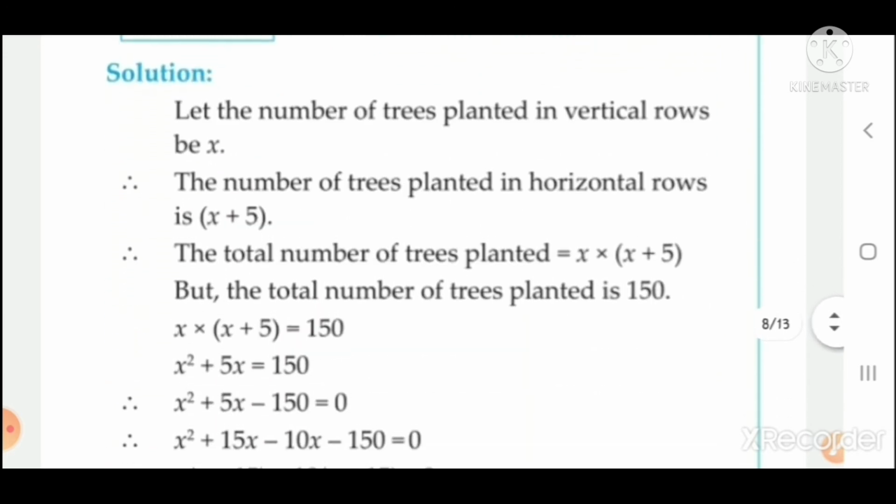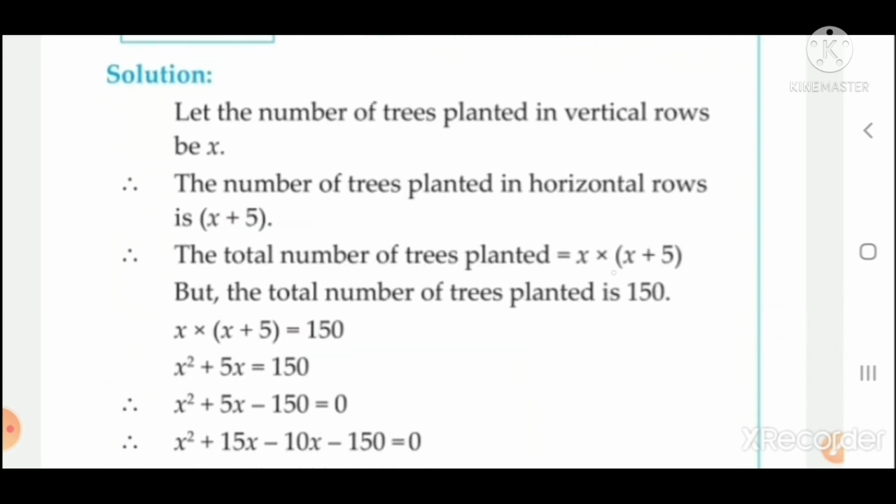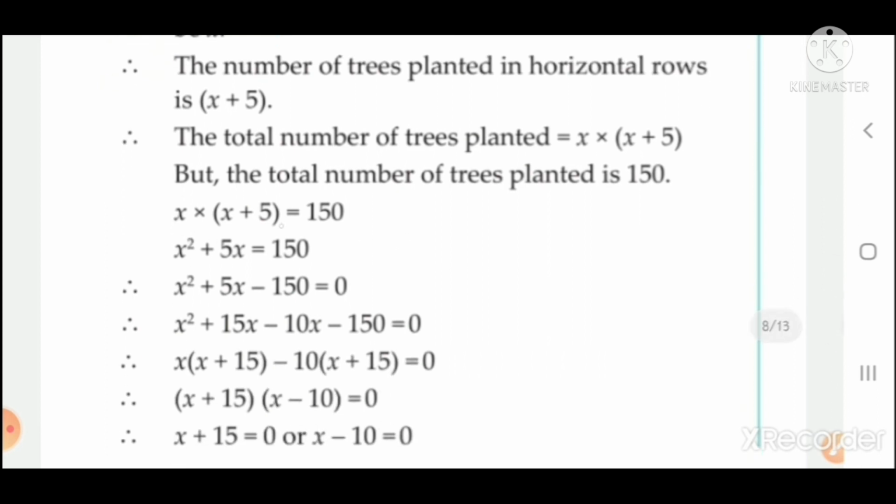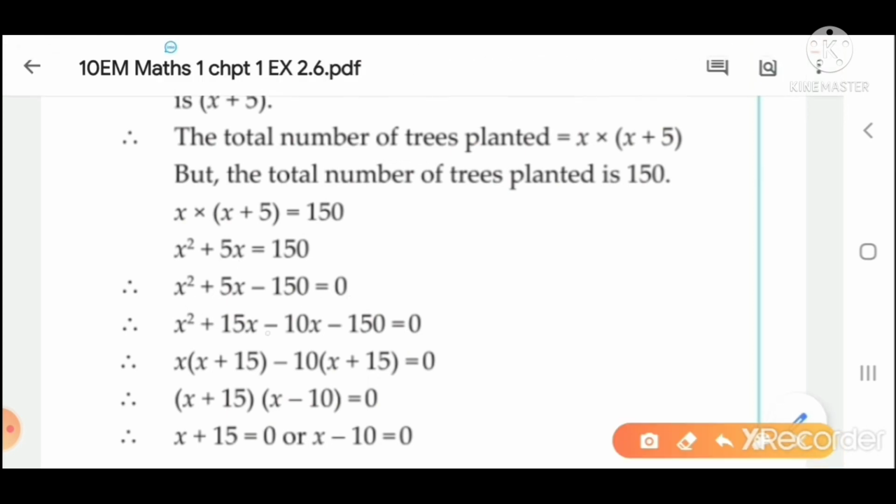So can I equate it? Yes, I will. x into x plus 5 is equal to 150. Correct? Now you solve this. Multiply this. x into x square plus x into 5 becomes 5x is equal to 150. So 150, take it on the left hand side, becomes minus 150. Now this is a quadratic equation.